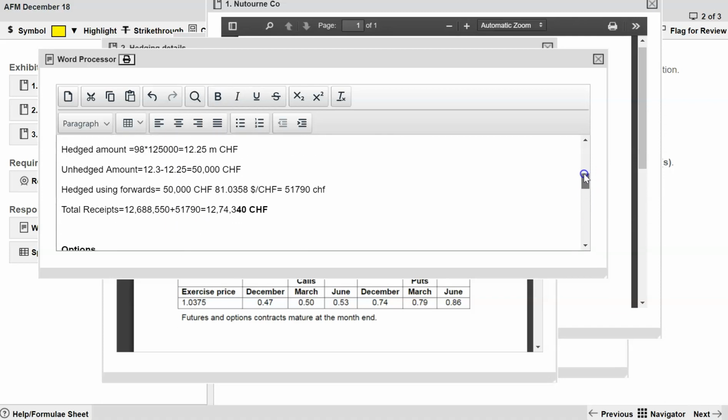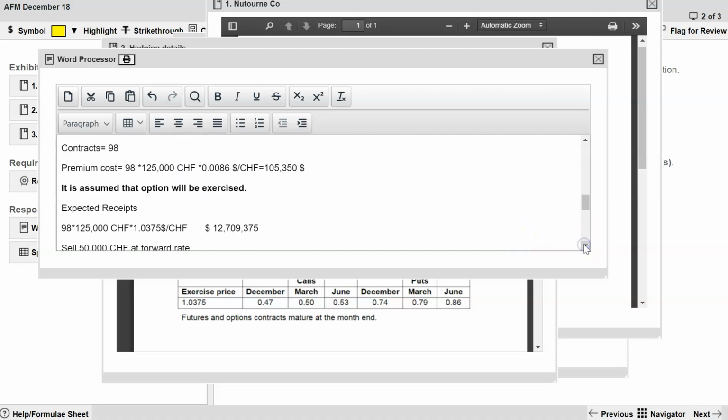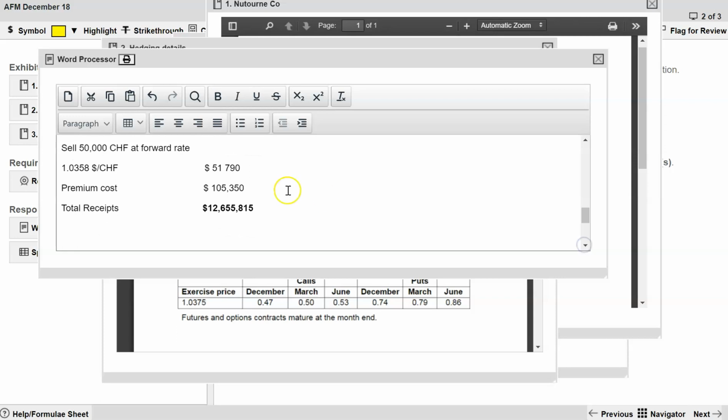In future you will receive 12,740 actually. So in future contract you will receive higher amount, but in case of option you will receive lower amount in case if you are exercising the option.